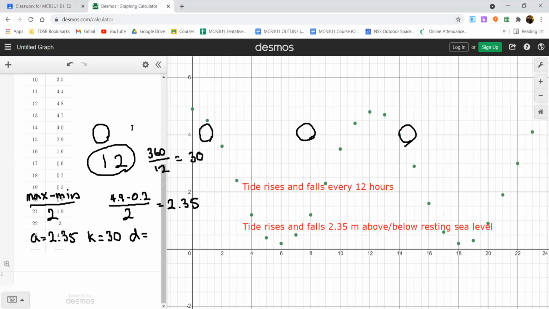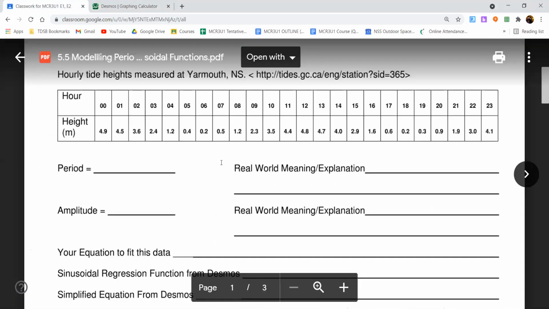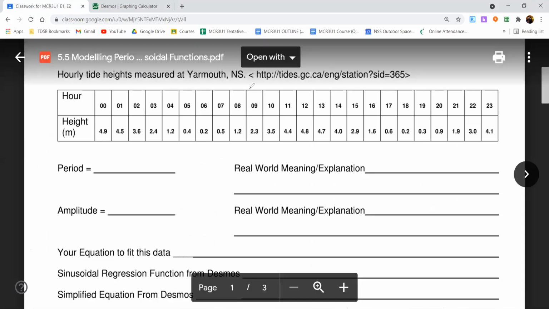Here, let me see if I can erase all this and then bring it back later. Okay, d value. How can we deal with the d value? How can we get a curve to start at a maximum? What are some ideas you have? Anyone? I'll give you a clue. Oh man, I can't bring it back. Oh well, that's fine.